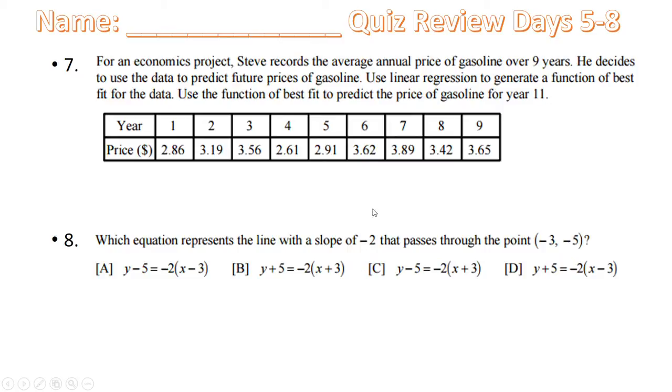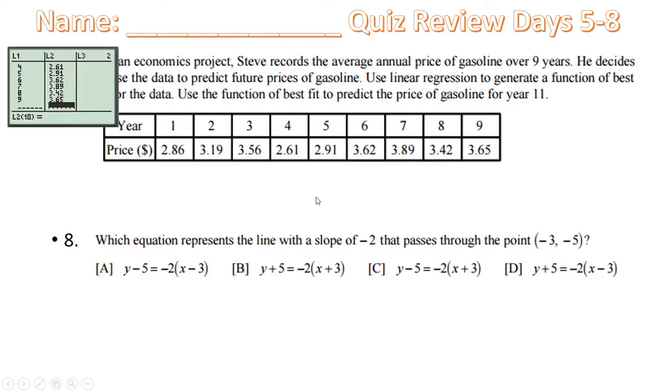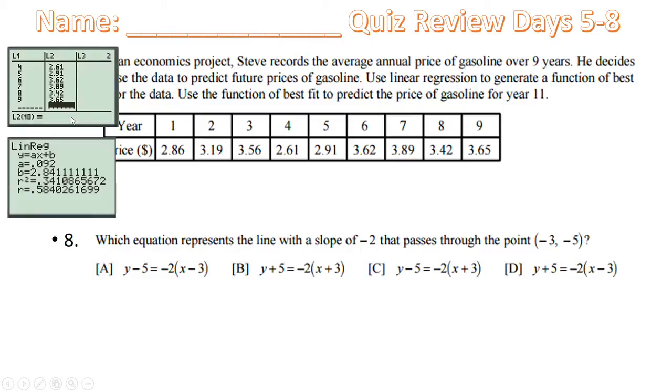Number 7, they just said use the function of best fit. So we're going to have to get a function. Function's the same thing as an equation. And then we're going to have to figure out year 11. So the first thing is type all of these into stat. Then do stat calc 4. But we have a very long decimal. So we're going to round 2 decimal places for my slope.